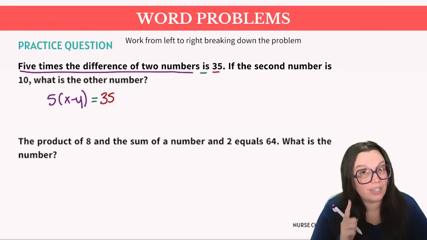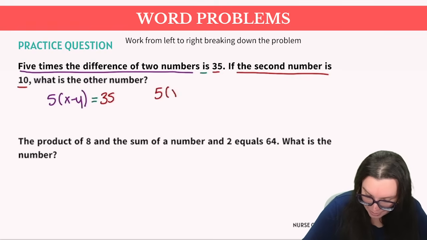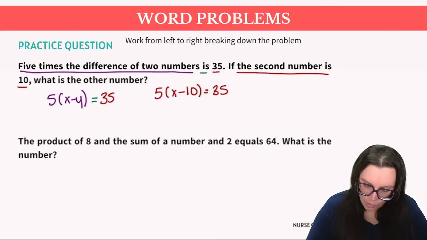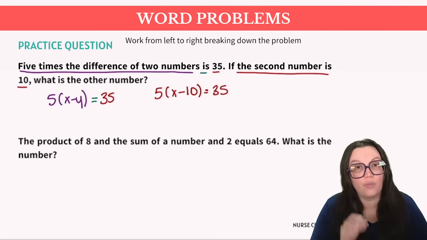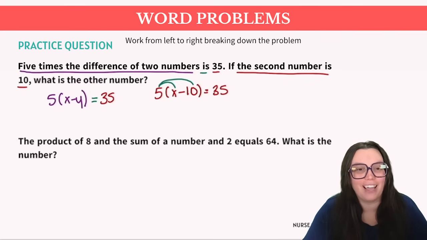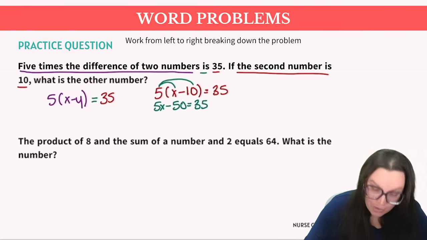Well, it also tells us one additional thing, right? It says one number is equal to 10. So that gives us our new equation. So we can say 5 parentheses x minus 10 is equal to 35. Now we just need to solve. So in order to solve this, we have to multiply our 5 by everything inside our parentheses. So we're going to multiply 5 by x, and we're going to multiply 5 by 10. So we've got 5x minus 50 is equal to 35.